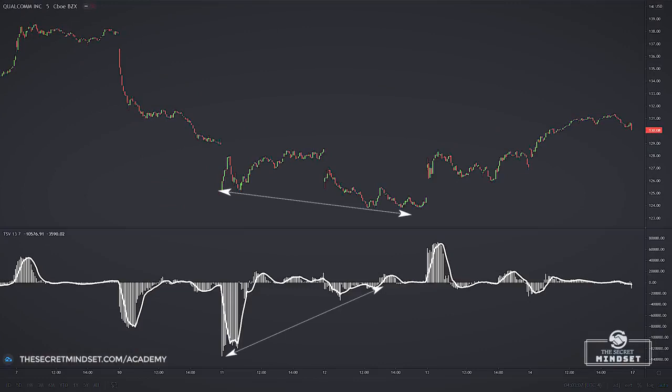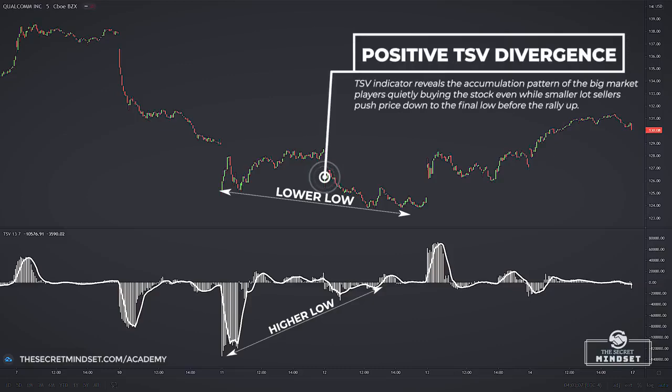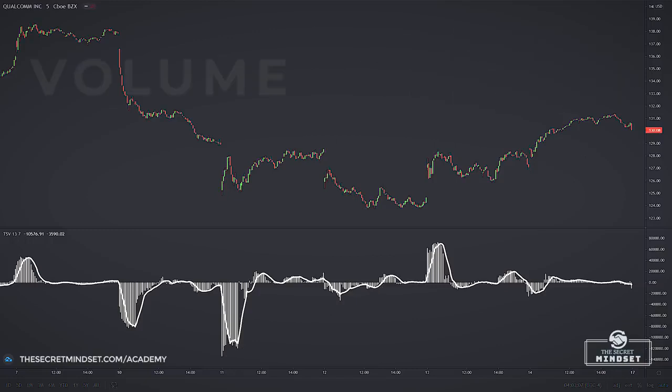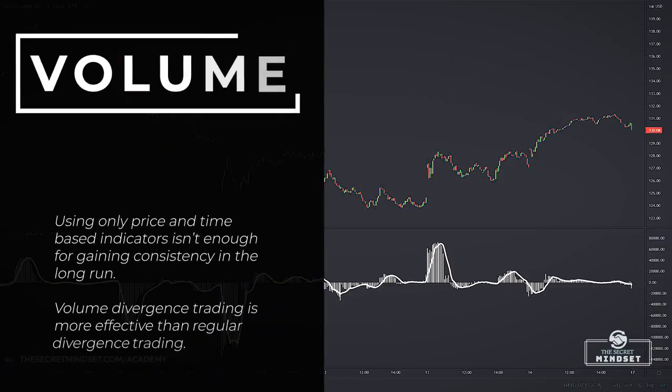If the price is making successively lower lows while TSV is making successively higher lows, this would constitute a series of positive divergences. This would be a leading indication of a possible bottom. In this case, the TSV reveals the accumulation pattern of the big market players quietly buying the stock even while smaller lot sellers push price down to the final low before the rally up. This is what I call volume divergence trading, which is more powerful than regular divergence trading.